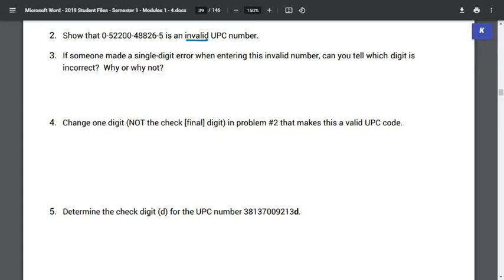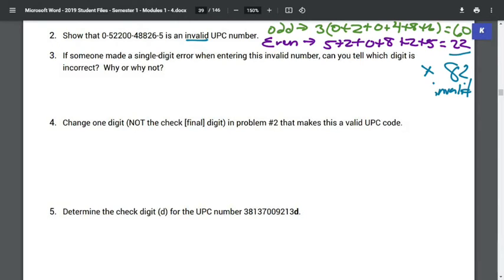So you're going to split your even and odd up. Go through the same process I just did in number 1, except this time it's going to be invalid. So it's not going to work out this time, but we still need to show the math and prove that it doesn't work. So go ahead and pause this video and try this one on your own. Okay, so here's the math to prove that this is invalid.